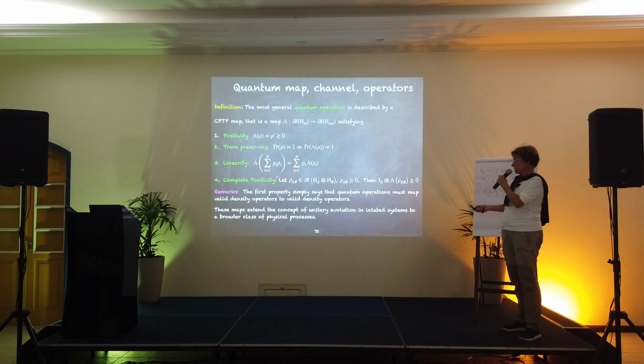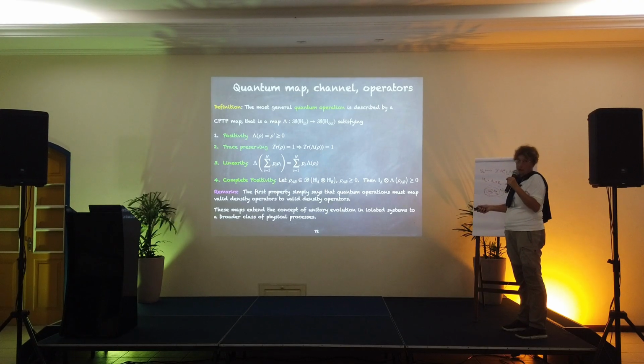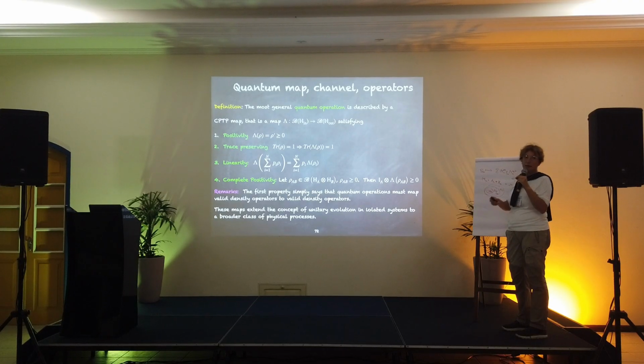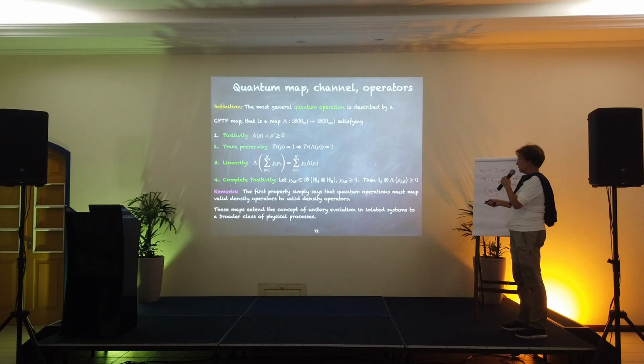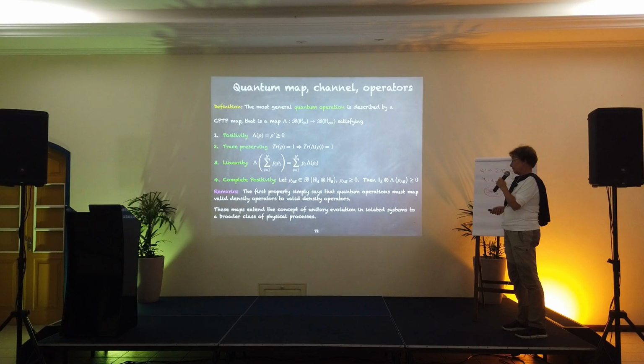And completely positive means the following. I have my bipartite state which acts on Alice and Bob, on this Hilbert space, and it's a state, therefore it's positive definite and Hermitian. Then I require that when I apply the identity on Alice, so I do nothing on Alice, and this map on Bob, this has to be a positive map.